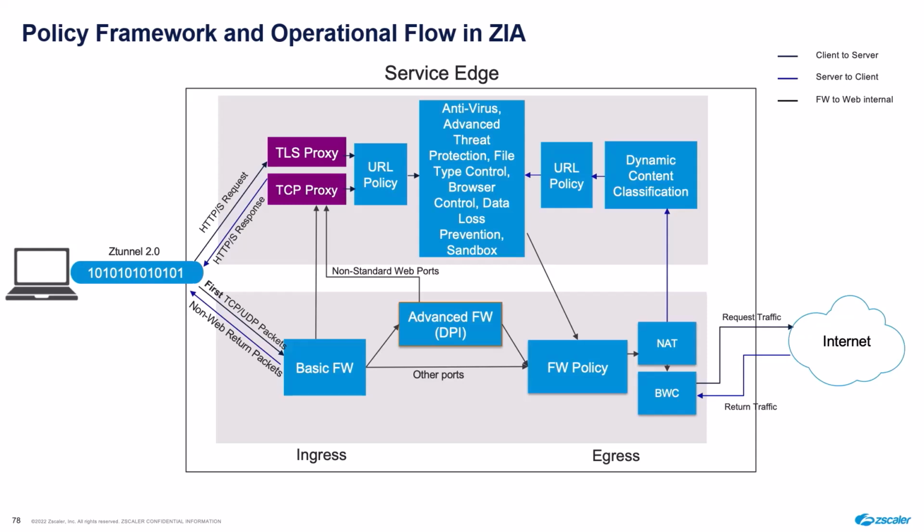Based on policy, the user may get a quarantine notification that the file needs to be inspected before the user is allowed to download it. Then it passes back through the URL policy to the TLS proxy, where the TLS proxy will re-encrypt using that man-in-the-middle certificate back to the client.